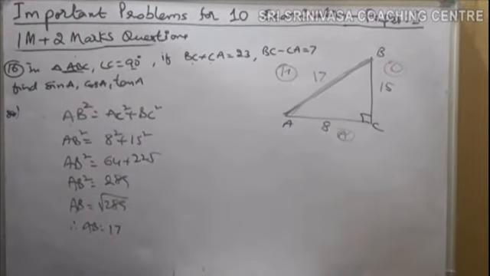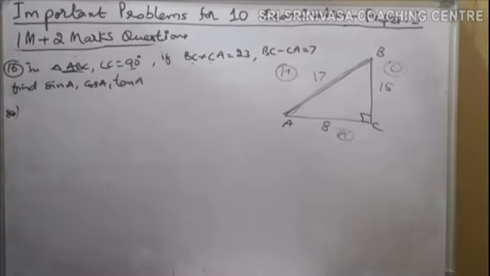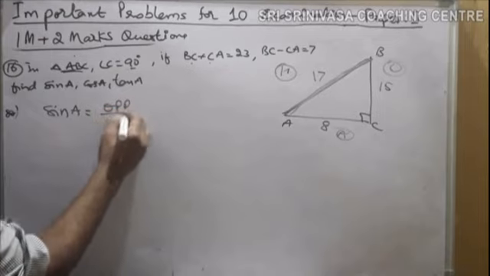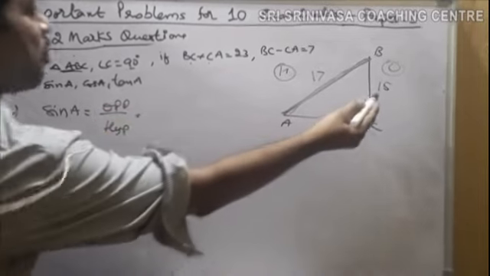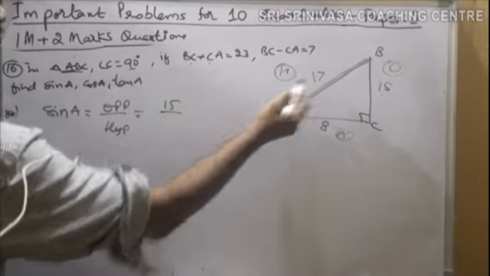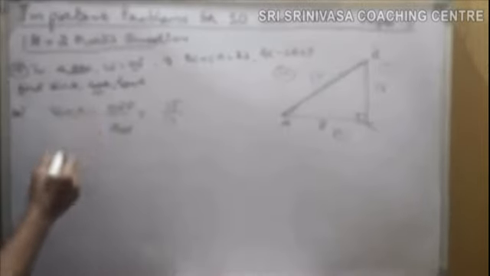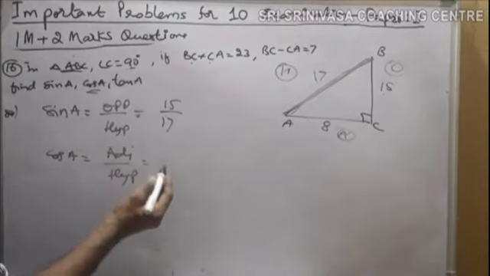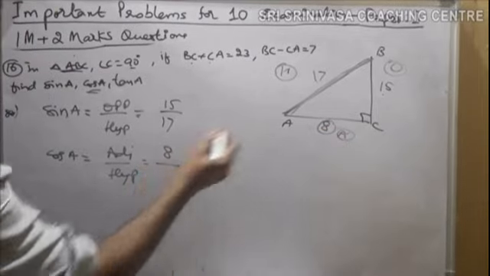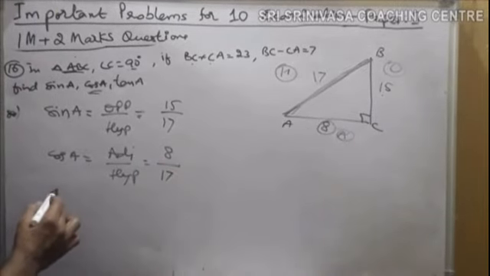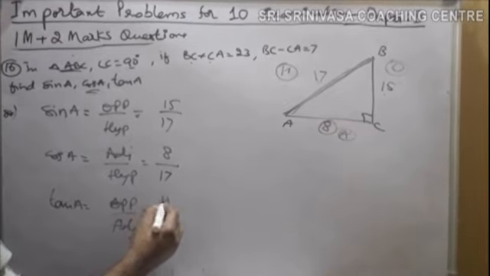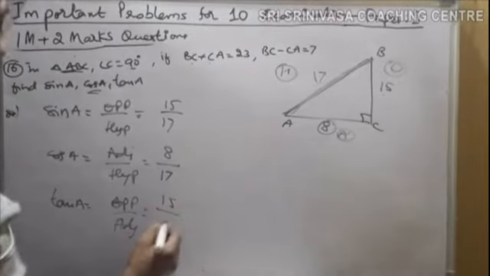Now once you know the third side, let us go for the question. The question says sin A. Sin A already we know, opposite by hypotenuse. Here the opposite side is 15 by hypotenuse is 17. And next I'll go for cos A. Cos A nothing but adjacent by hypotenuse. Adjacent side is here 8 by hypotenuse is here 17. Next I'll go for tan A. Tan A equal to opposite by adjacent. My opposite side is here 15. Adjacent side is 8.